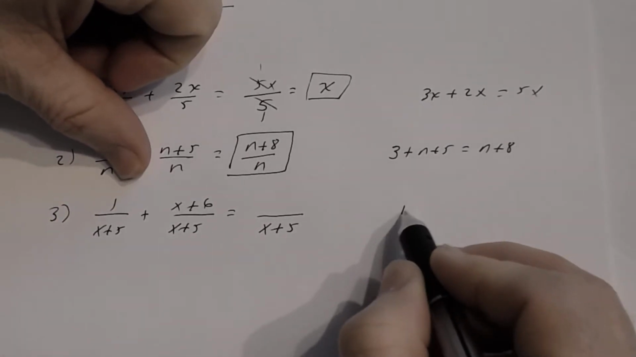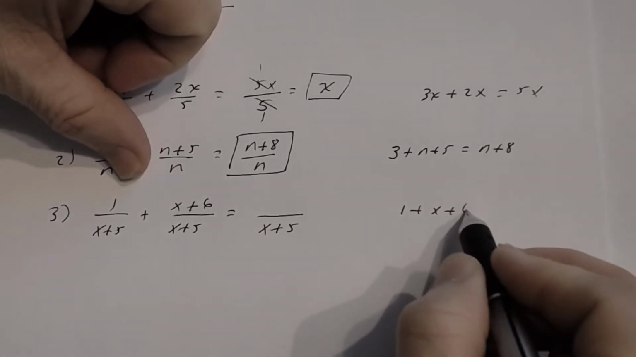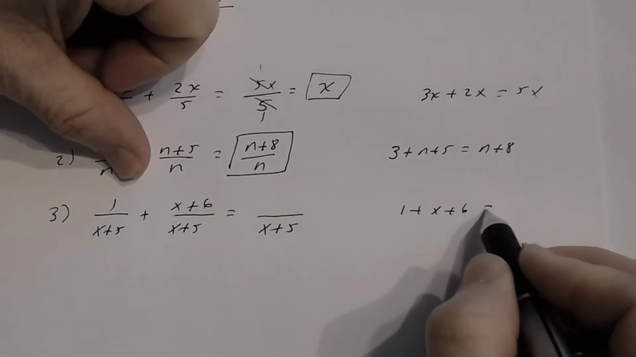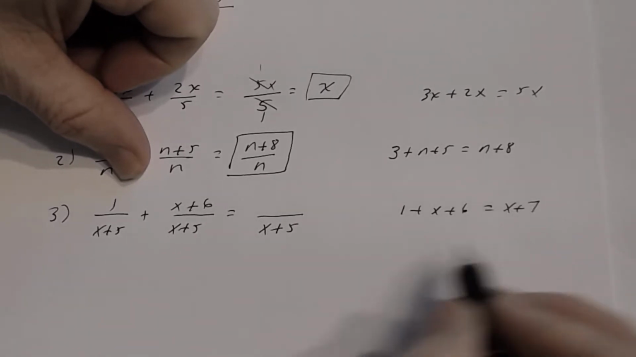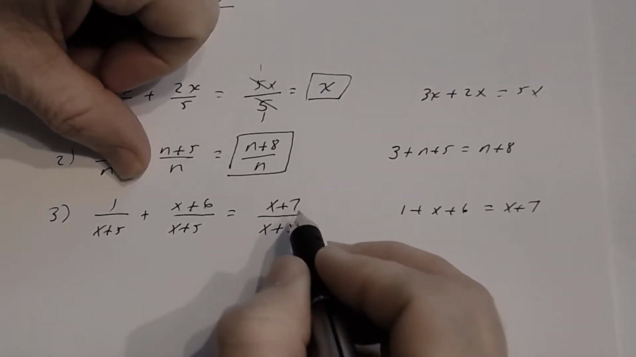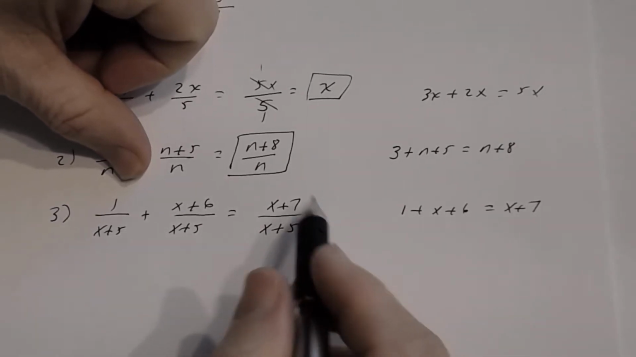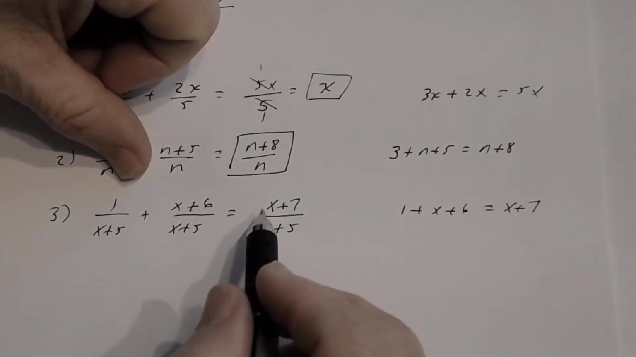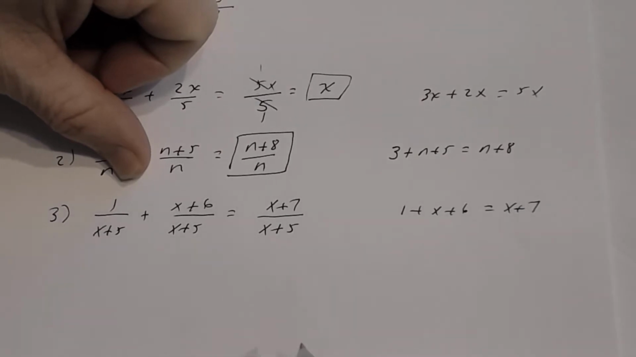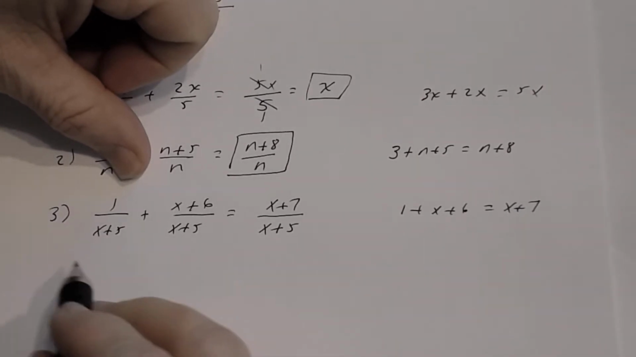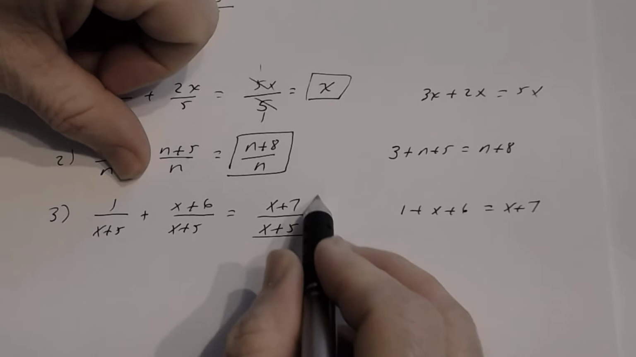So I have 1 plus x plus 6. When I combine like terms, I get x plus 7. And so that's the numerator. And notice I don't have any common factors. My factor here is x plus 7. My factor here is x plus 5. I don't have any common factors. Okay? So that's your answer.